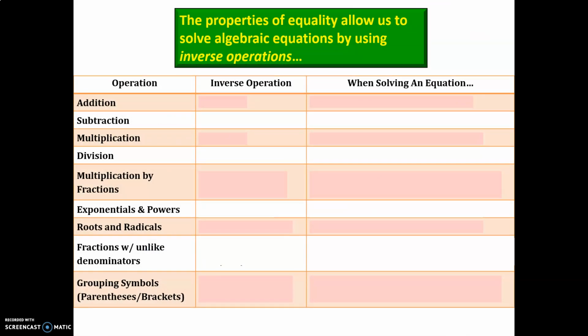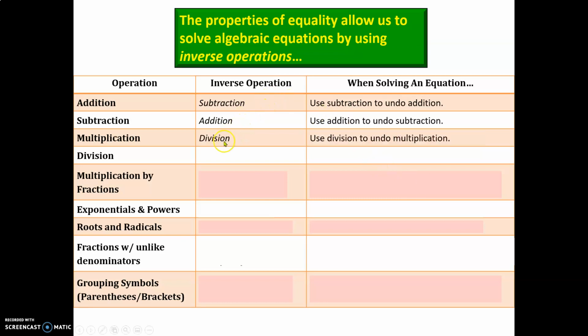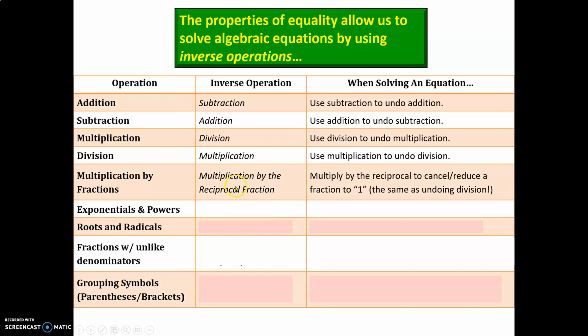Now, the properties of equality allow us to solve algebraic equations by using inverse operations. In this chart, I've summarized some of the strategies you need depending on what you see in the problem. If you see one of these in an algebraic equation, you're going to use these inverse operations. Okay, let's take a look at them. If you see addition, you'll use subtraction. If you see subtraction, you'll use addition. If you see multiplication, you use division. If you see division, you use multiplication. If you see multiplication by fractions, you would use the reciprocal fraction, like in the example we did before.